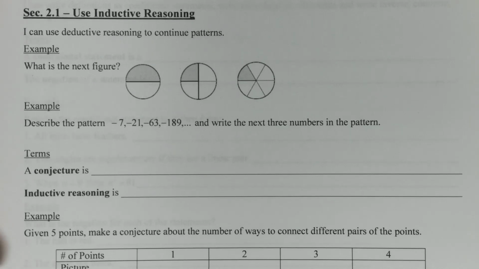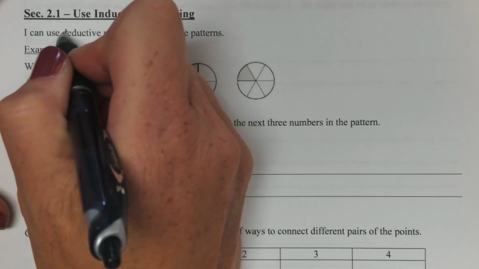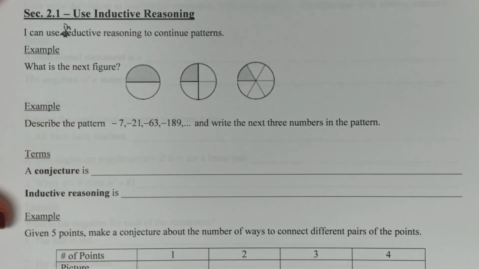Okay, this is section 2.1, and we're going to start our whole chapter on reasoning and using logic to make mathematical arguments. So the first thing we're going to talk about is inductive reasoning. That should actually say inductive. Hopefully your notes, I fixed in your notes packet.